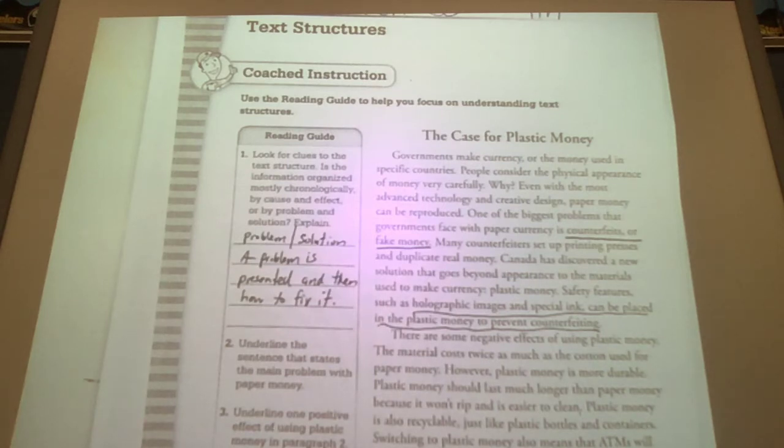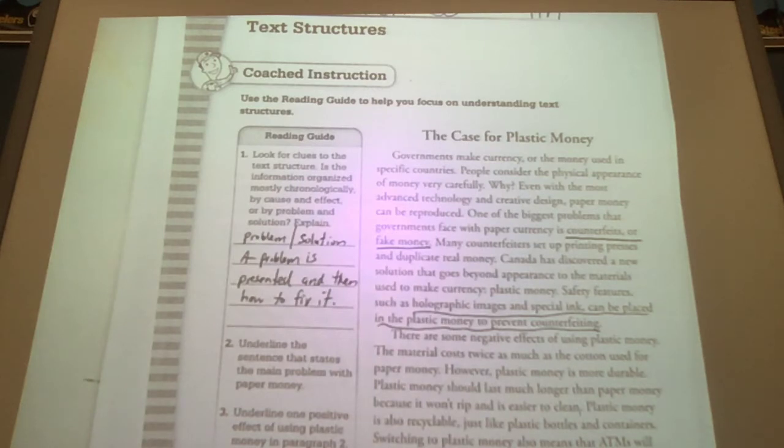Now, this is one of the hardest concepts for students to understand. Text structure is the way that the text is set up in regards to, is it a problem and solution? Is it compare and contrast? Is it set up chronologically? One of the things that I want to tell you is that this can vary from paragraph to paragraph.